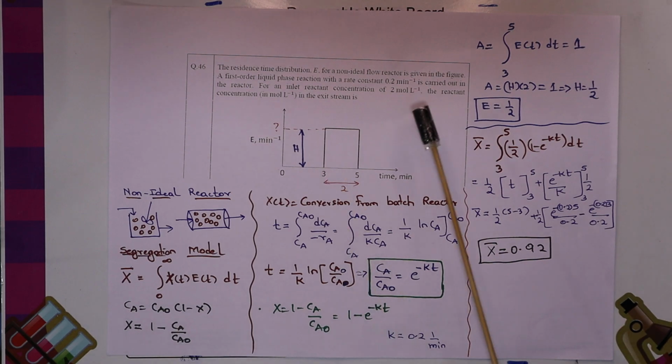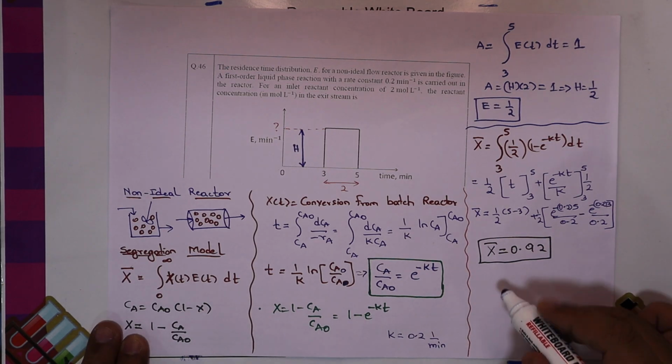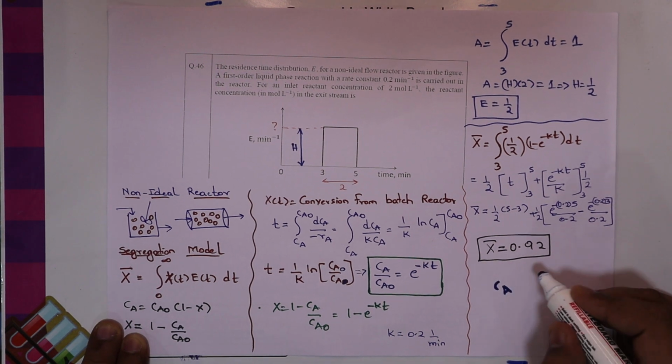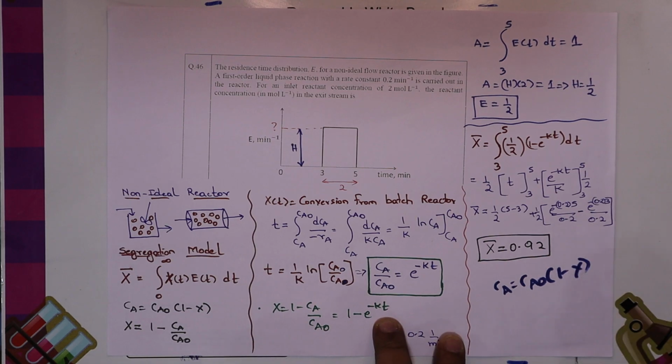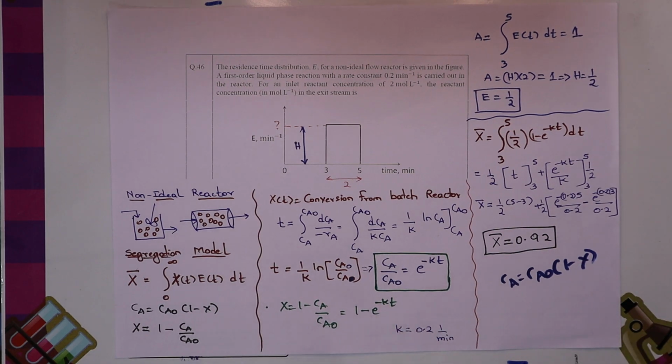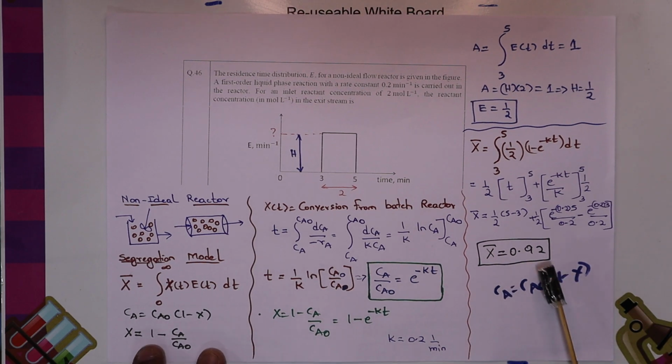But in the question, what are we supposed to find out? The reactant concentration in the exit stream. If you know the conversion, how can you find out the reactant concentration in the exit stream? That is Ca, which is equal to Ca naught into 1 minus x. You know Ca0, which is given. You know x, 92%. You can find out the exit concentration. So please find it out on your own, and let us move to the next question.